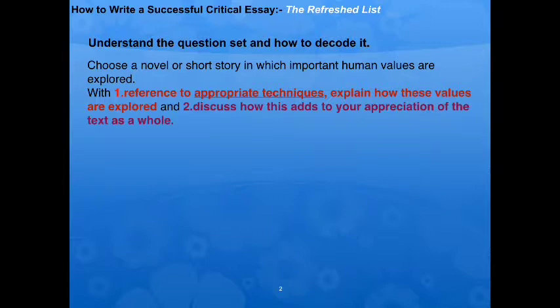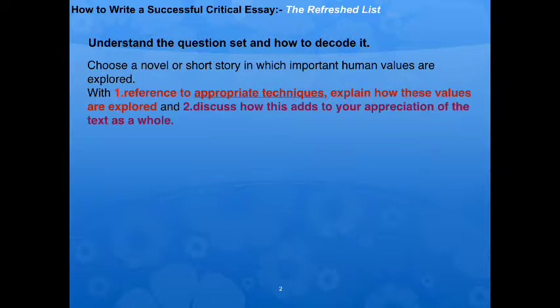However, the main meat of the question then is, with reference to appropriate techniques, explain how these values are explored. Well, the human values, important human values, shouldn't be one, probably shouldn't be two. You should be looking at around about 3 human values that are explored in the text. It may be that because of time you have to go down to 2, but you certainly would never think of going down to 1. But between 2 and 3.